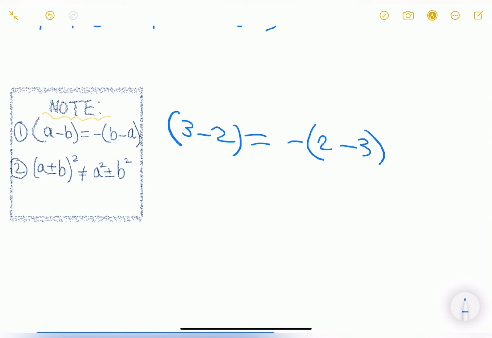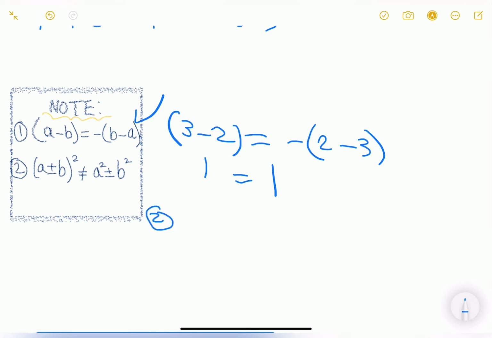So what is 3 minus 2? 3 minus 2 is 1. What is 2 minus 3 first? 2 minus 3 is negative 1, times negative, which is 1 also. So now we proved number 1. Number 2 is basically saying that we're going to try this with the positive, but it should work with positive and negative.